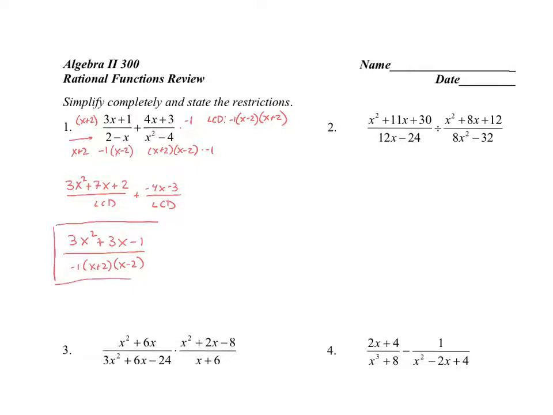Now, I do want to make sure I go back and state any restrictions. So I'm going to look to my LCD, identify which values would make the denominator equal to 0. And so the restricted values are positive 2 and -2. So I'll include that with my answer.